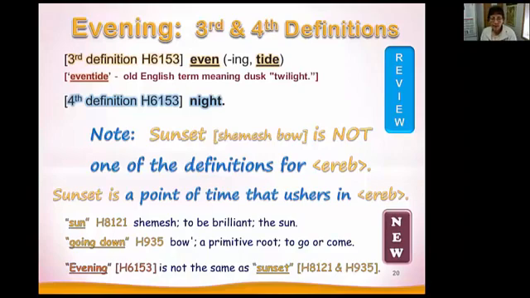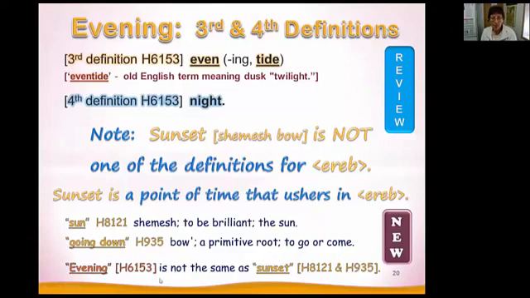The word sun, when you look it up in the Hebrew, is 8121. It's shemesh, and it means to be brilliant, the sun. When you look up the term going down, it is 935, and it is bo. This is a primitive root, but it means 2 things. It can mean to go, like to come up, or to go down, to go or to come.